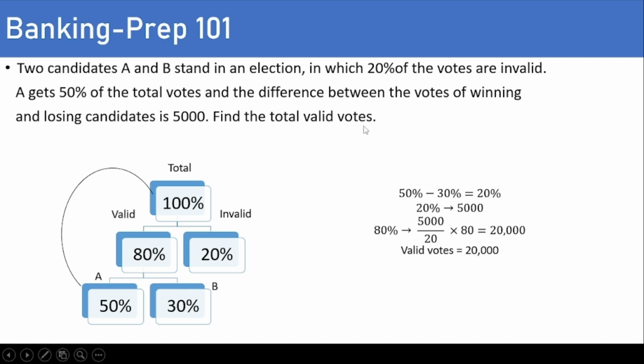Find the total valid votes. The valid votes are 80%. So 20% corresponds to 5,000. 80% would correspond to 5,000 divided by 20 into 80, that equals 20,000. In this way, the valid votes come out to be 20,000.